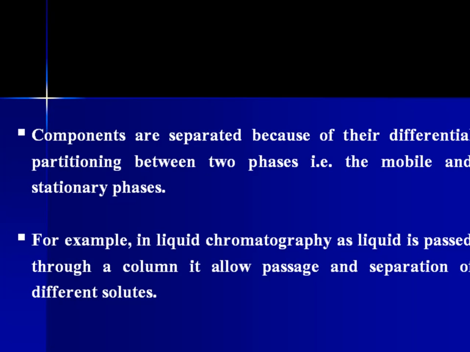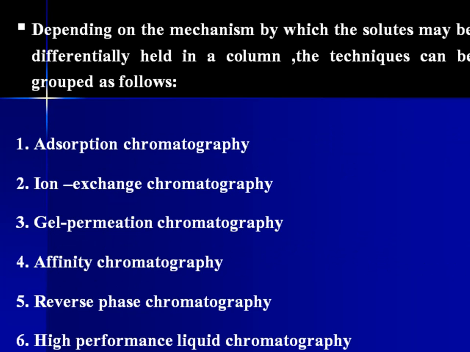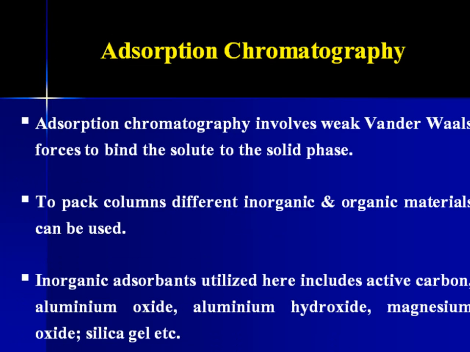For example, in liquid chromatography, as liquid is passed through a column, it allows passage and separation of different solutes. Depending on the mechanism by which the solutes may be differentially held in a column, the techniques can be grouped as adsorption chromatography, ion exchange chromatography, gel permeation chromatography, affinity chromatography, reverse phase chromatography, and high performance liquid chromatography.